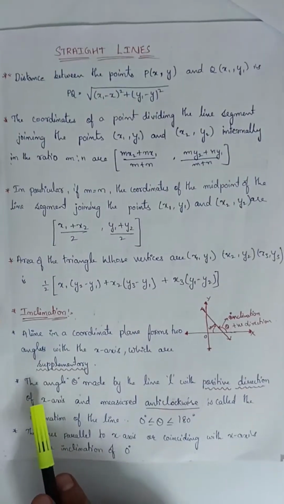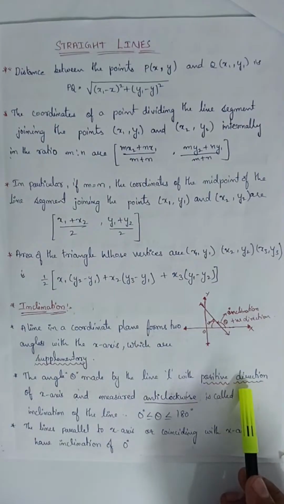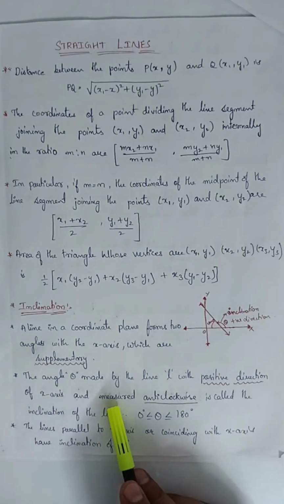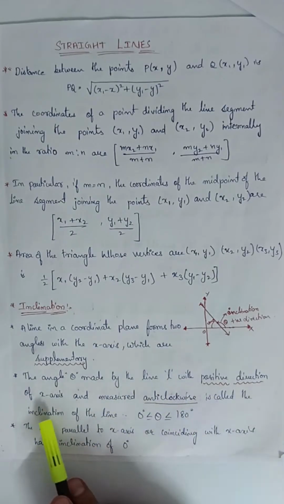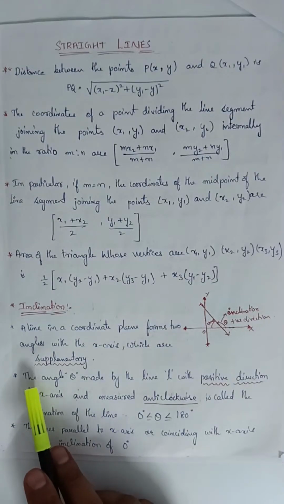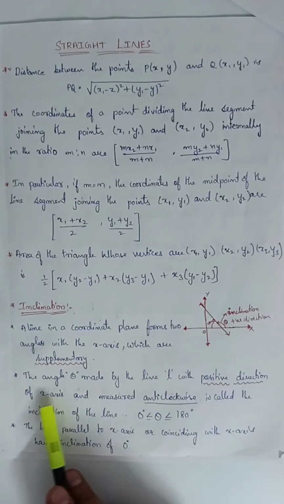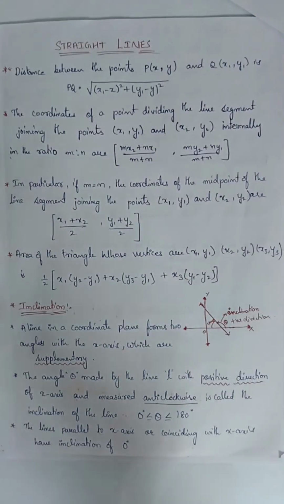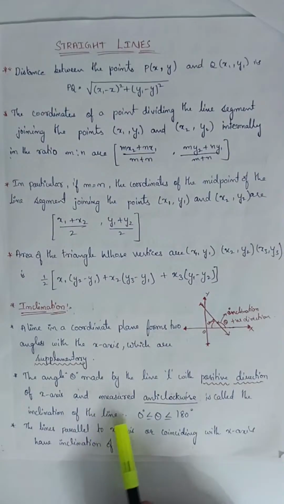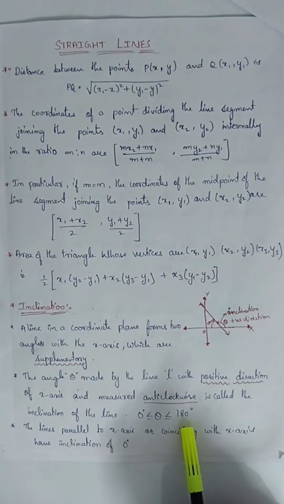Next point, the angle theta made by the line L with the positive direction of the x-axis and measured anti-clockwise is called the inclination of the line, and the angle will be between 0 less than or equal to theta less than or equal to 180 degrees.